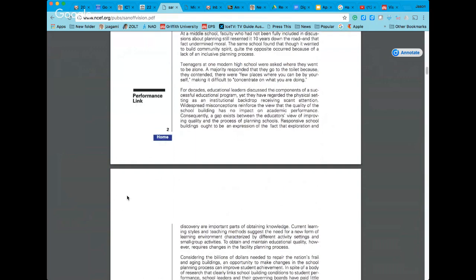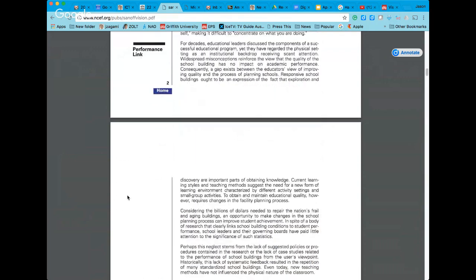Having some link to performance. So a vision statement shouldn't just be completely abstract. There should be actually practical things within the vision statement that can be achieved. Sometimes vision statements are just too non-committal and don't actually sort of say that this is what we want to actually have happen. So a good vision statement actually has some link to performance.